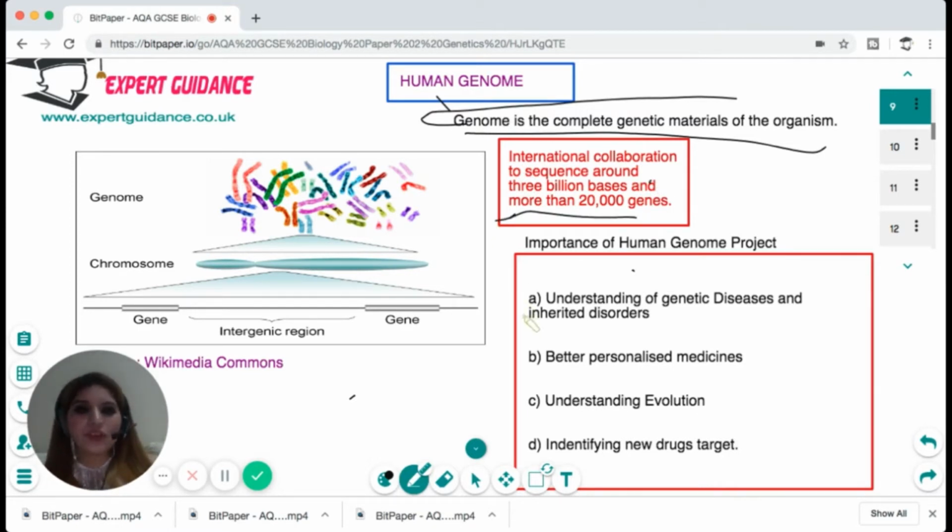It is important to understand genetic diseases and inherited disorders. It is also required to produce better personalized medicine. The Human Genome Project is important to understand evolution and identify new drug targets. So you should know the importance of the Human Genome Project and make sure you elaborate these points.